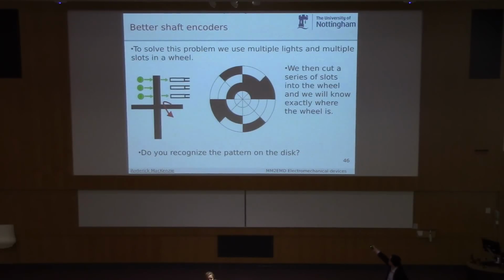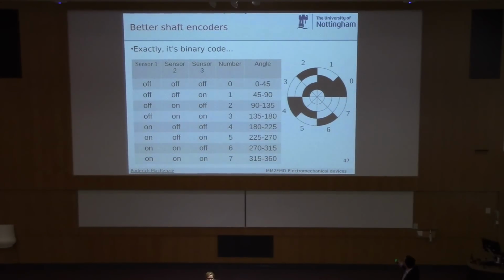So by cutting these holes into our disk, we can figure out exactly where it is, how far it's gone round. This disk has 3 numbers in our binary code, so we can count up to a total of 7. So we know that if it's off, off, off, it's between 0 and 45. If it's off, off, on, it's 45 to 90, all the way to on, on, on, which is 111, and it's between 315 and 360. So if we want more precision on this disk, all we need to do is increase the number of bits, and the precision of our device gets very, very accurate.